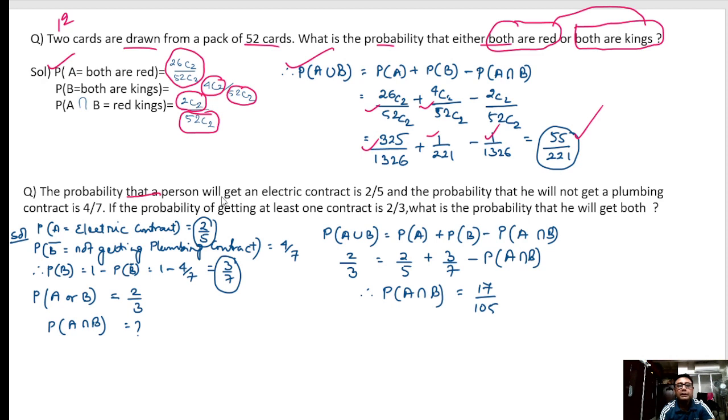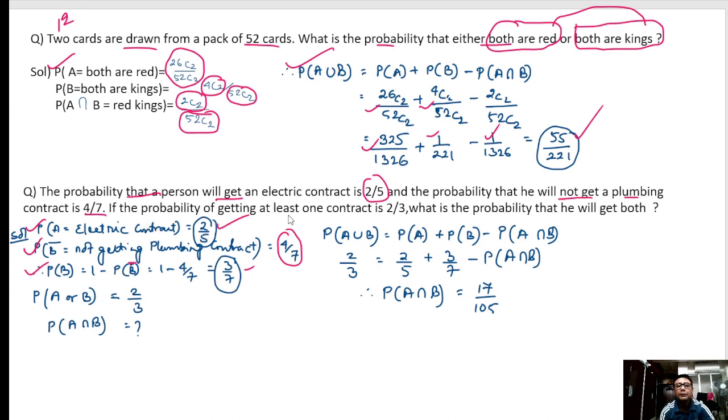The probability that a person will get an electric contract, P(A), will be this. Not get the plumbing contract, that means P(B not) is this. So if he does not get the plumbing contract, what is the probability of getting the plumbing contract? 1 minus P(B bar), 3 by 7.